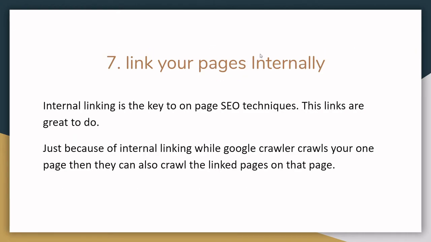Our next technique is to link your pages internally. Internal link building juice is a very important and main aspect of on-page SEO techniques, because these links are great. Just imagine one post of your website ranks on Google and is getting organic traffic from Google. If you are internally linked to your other pages, then traffic also goes to those linked pages, because the chances are the visitor also visits those pages as well.